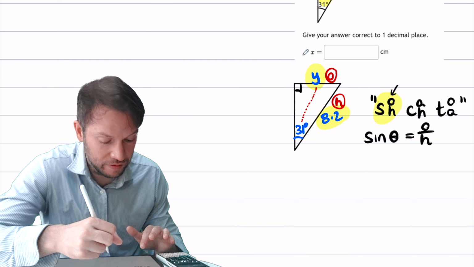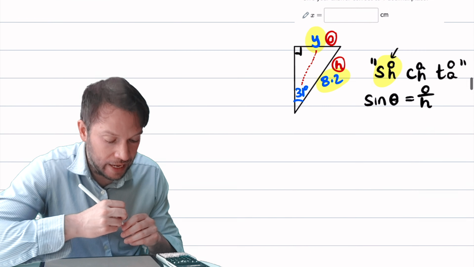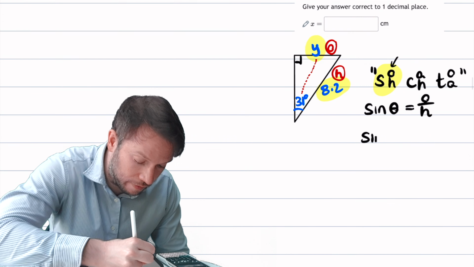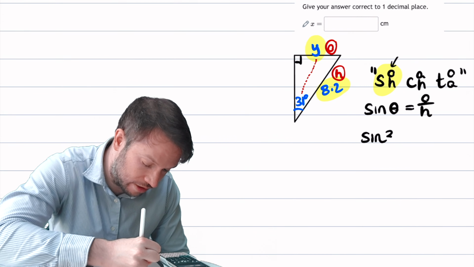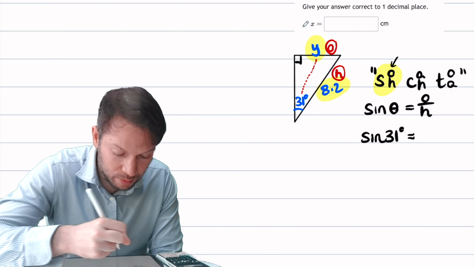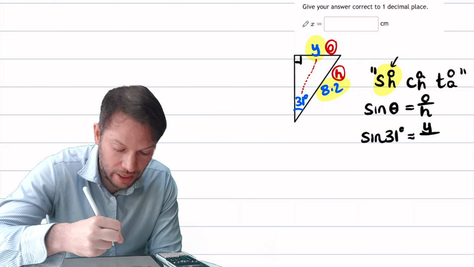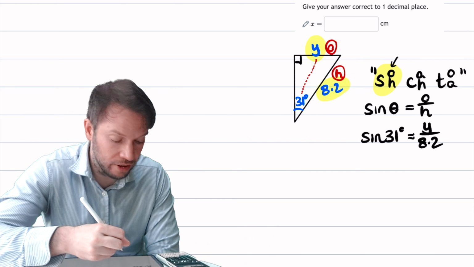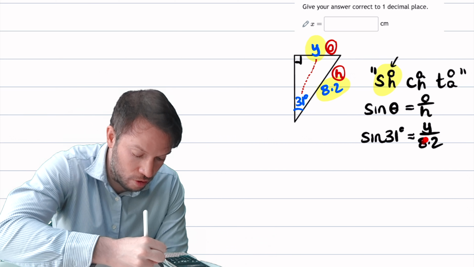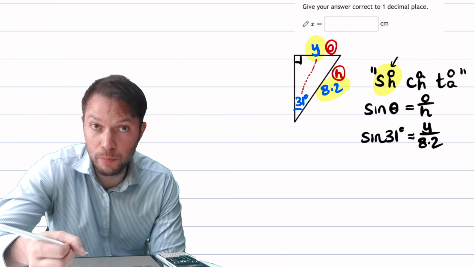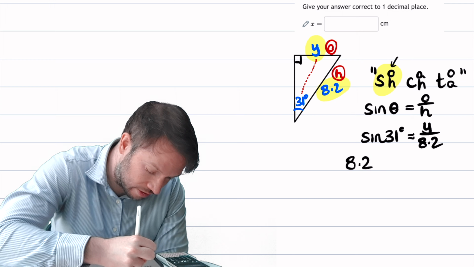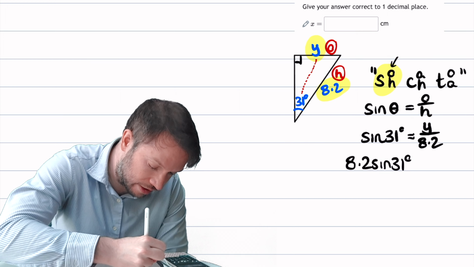We explored that in a previous video. So now let's just substitute in our side lengths and angles. The angle of interest, the theta, is 31 degrees. And then we've got opposite, which is the y, over the hypotenuse, h, which is 8.2. Now we want to get y on its own. We want to get rid of this over 8.2 under the y. So we just multiply both sides by 8.2. And we get 8.2 sine 31 degrees is equal to y.